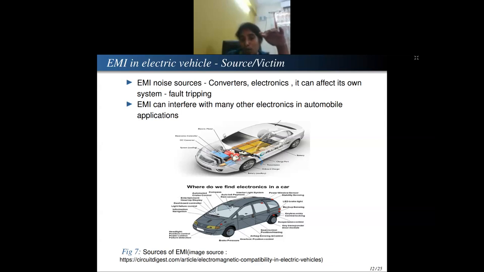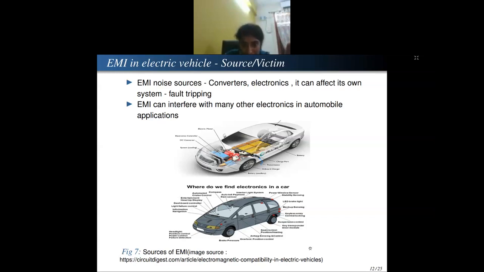Motors are also load, so that will also get affected. And the converters and sources will act as the sources for EMI. And who are the other victims apart from its own system? If you look at the car, it has lots of small power electronics and sensing units, so it has to process some information. Say, you have sensors for sensing some information, LED brake light.